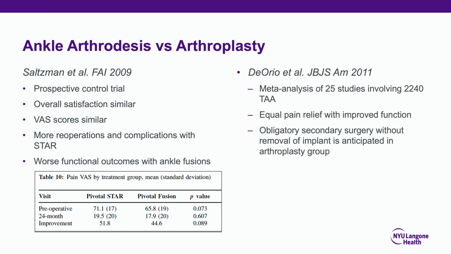When we look at recent studies of ankle arthrodesis versus arthroplasty, a study by Salzman has shown that the overall satisfaction is somewhat similar. The AOFAS scores are similar, but as you would expect, the functional outcomes of patients with arthroplasty are better than those with ankle fusion. There are more operations, however, and complications with total ankle arthroplasty.